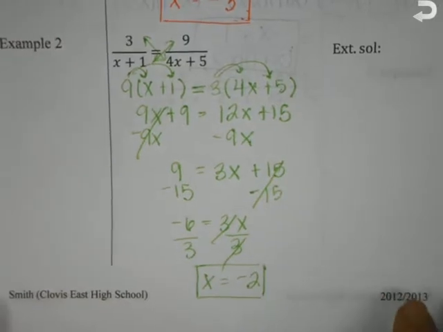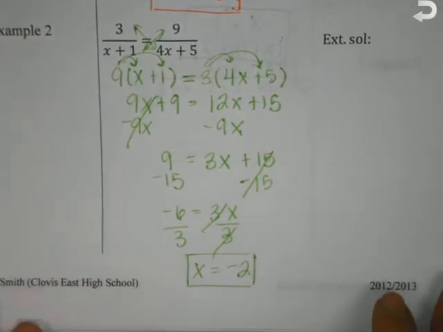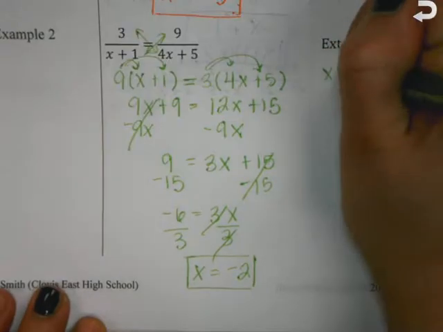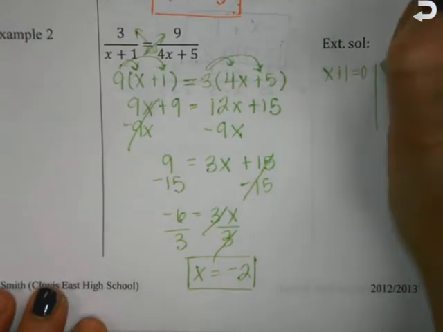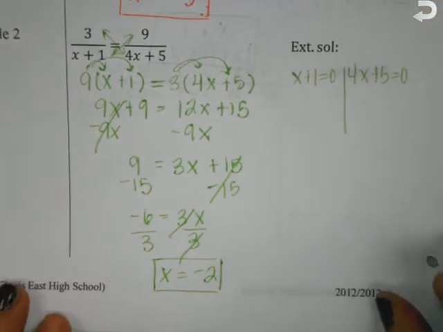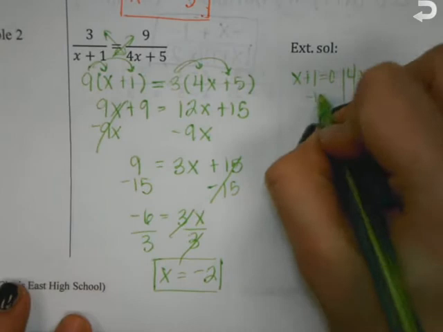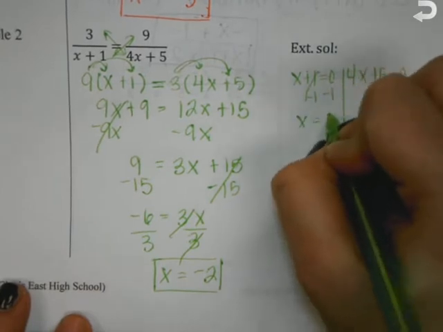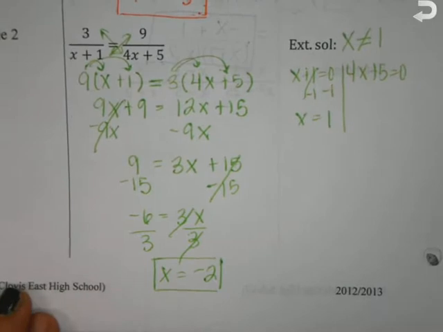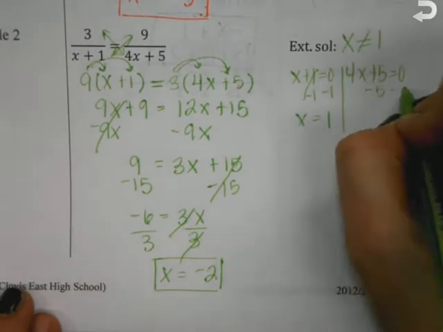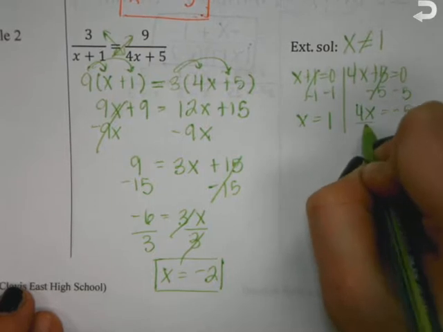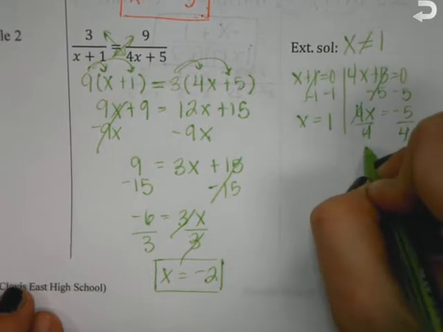So we have to check for extraneous solutions. I'm going to set x plus 1 equal to 0, and 4x plus 5 equal to 0. That's going to give me x equals negative 1, so x cannot equal negative 1 is one of my extraneous solutions. And then I subtract 5. 4x equals negative 5. So x equals negative 5 over 4. So x can also not equal negative 5 over 4.